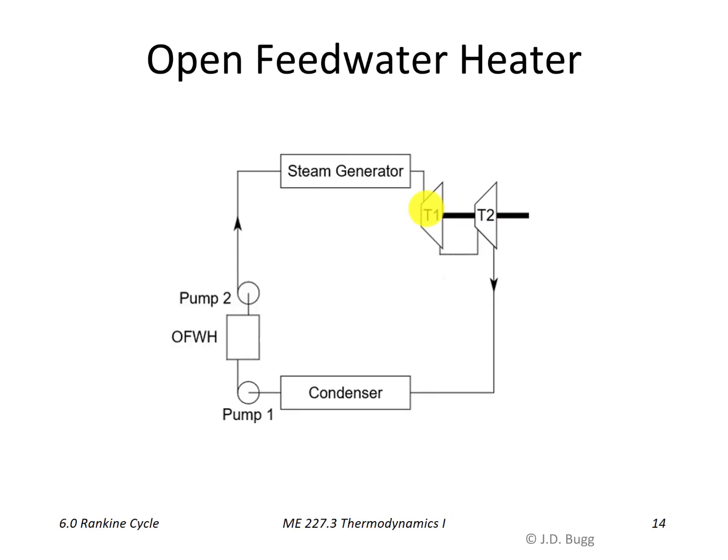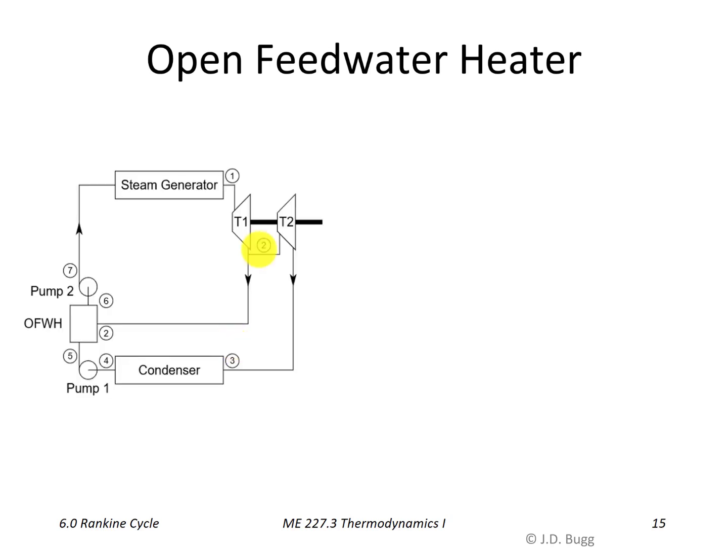So the open feed water heater goes on the feed water line. So between the pump and the steam generator, we add our open feed water heater. And this is called an open feed water heater because it's just an open chamber. In fact, it could be as simple as just a T in the line. Because what we do is we take steam that we've extracted from between these two turbines and we feed it into this open feed water heater. So this schematic shows the final configuration for a single open feed water heater added to a basic Rankine cycle.